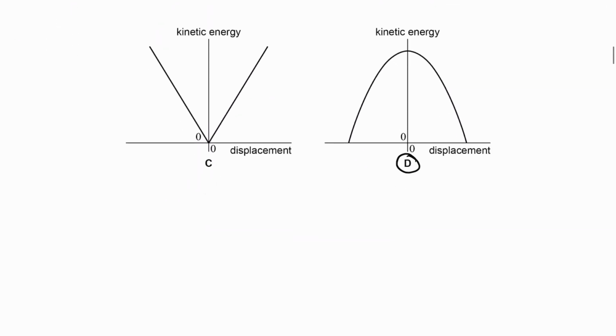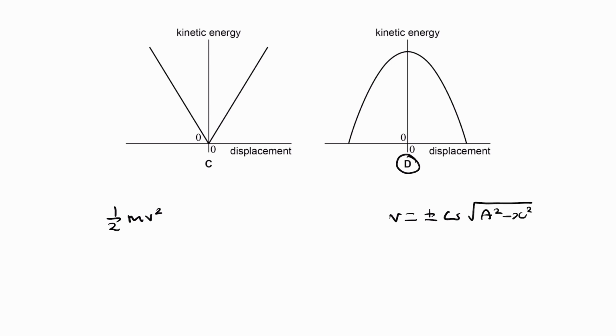So if we think of the equation half mv squared, that's the kinetic energy. We can use v is equal to plus or minus omega square root of a squared minus x squared. Some exam boards give you that equation, some don't, so you might have seen that before. Kinetic energy then becomes, replace the v with what we have here on the right hand side, square that, we get half m omega squared brackets a squared minus x squared. So that's your KE. This is a quadratic because we have x squared over here.